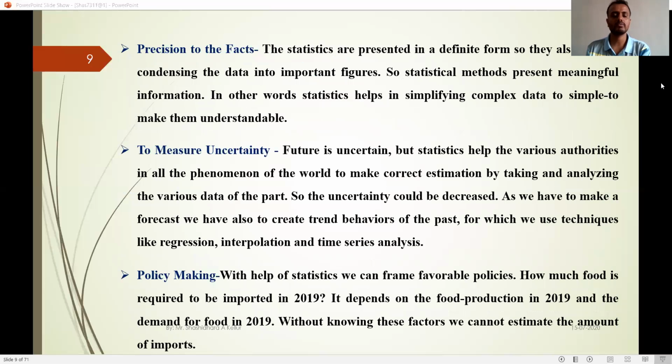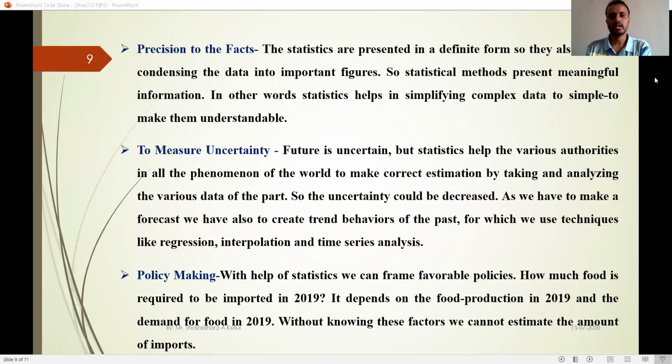And another function of statistics: precision to the facts. The statistics are presented in a definite form, so they also help in condensing the data into important figures. So statistical methods present meaningful information. In other words, statistics helps in simplifying complex data to make it understandable.